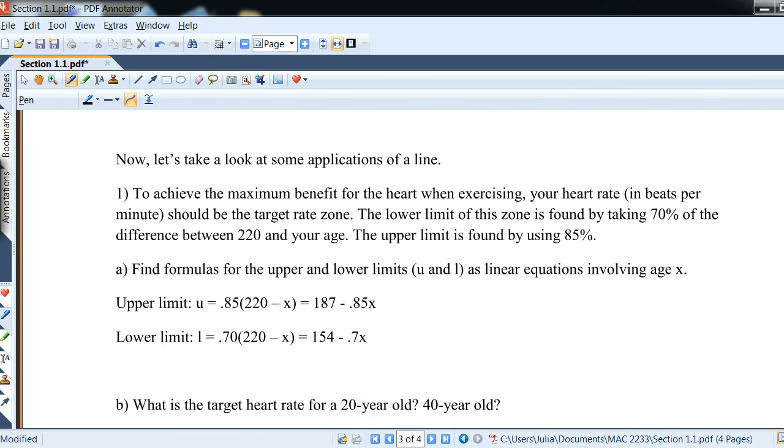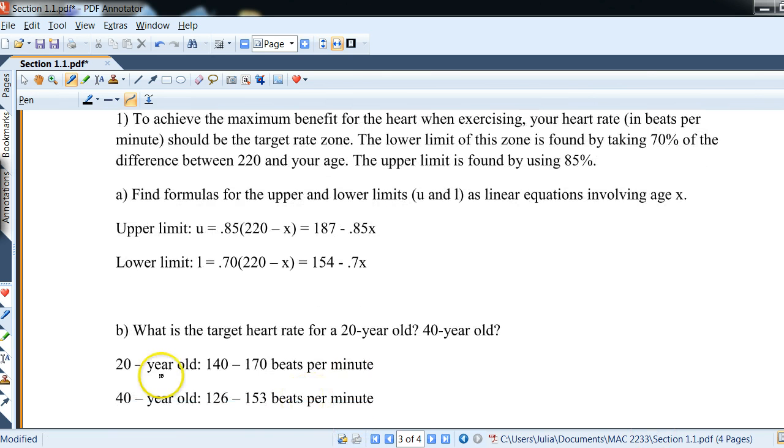Now let's take a look. For a 20-year-old, what I have done is plug in x equals 20 into both equations. What I got was 140 for the lower limit and 170 for the upper limit. So notice for a 20-year-old, it's quite high. For a 40-year-old, it's a bit lower. Again, I plugged in x equals 40 into both upper and lower, and I list the lower one first. So it's from 126 to 153 beats per minute.